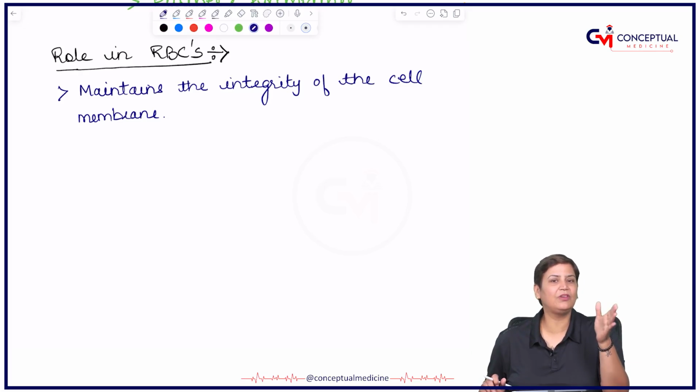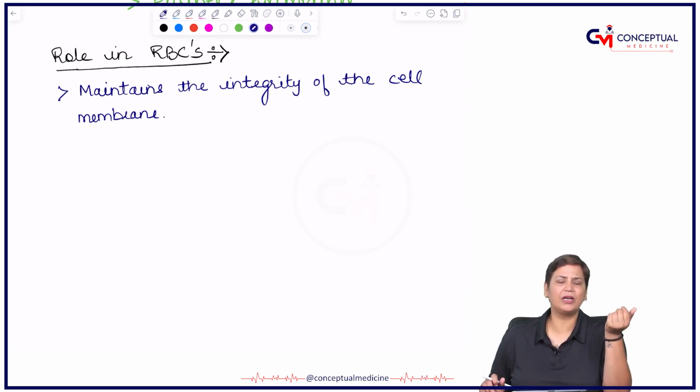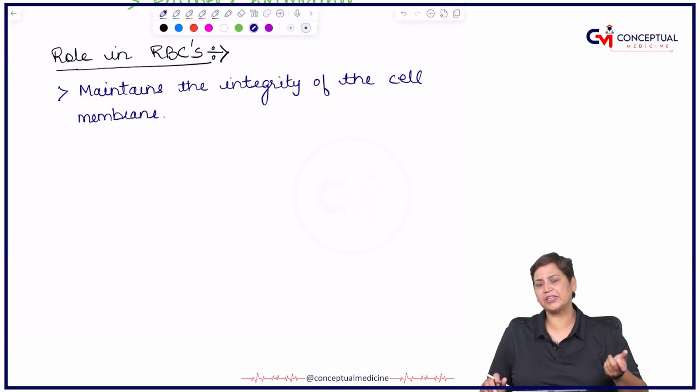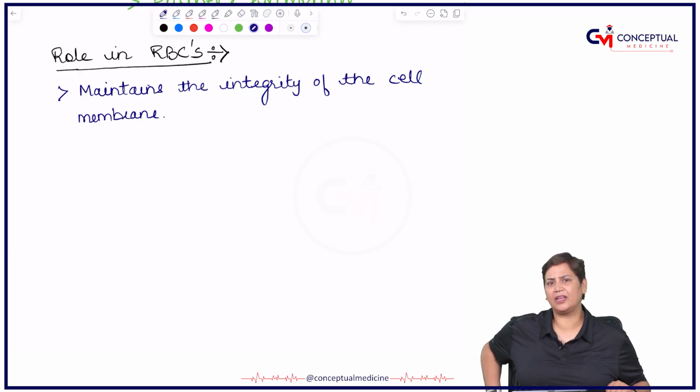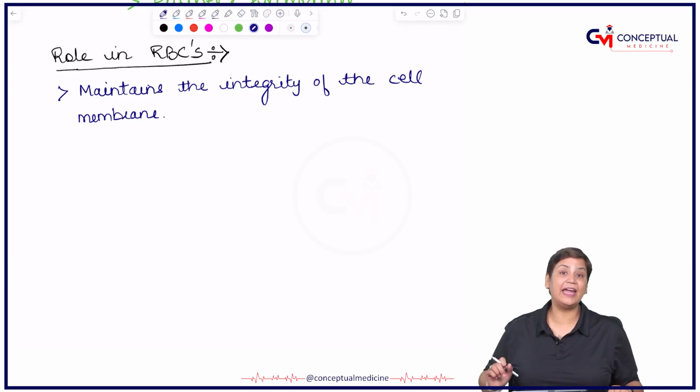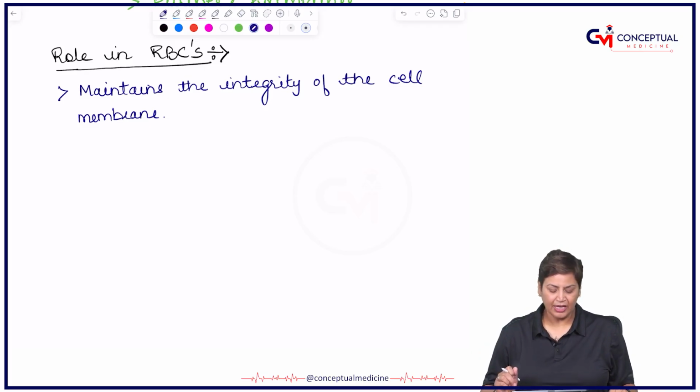So usko hum kya bolte hain? We call them antioxidants. So in general, I can say antioxidant is the one which will prevent the oxidation. Oxidation means the formation of that particular bond. Right? So there are so many important mediators, messengers, or you can say substrates present in our body which are functioning as antioxidants. Okay, so glutathione is one of the most important antioxidants present in the body, which actually plays a role in RBCs also.